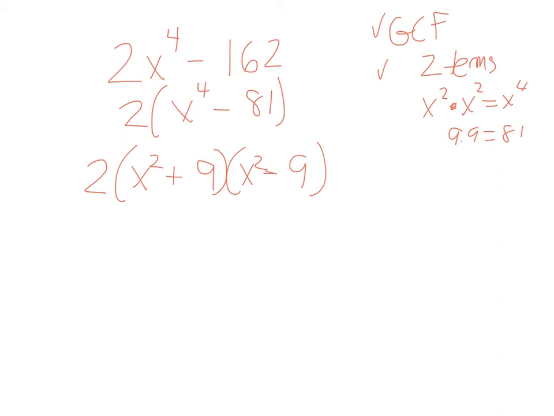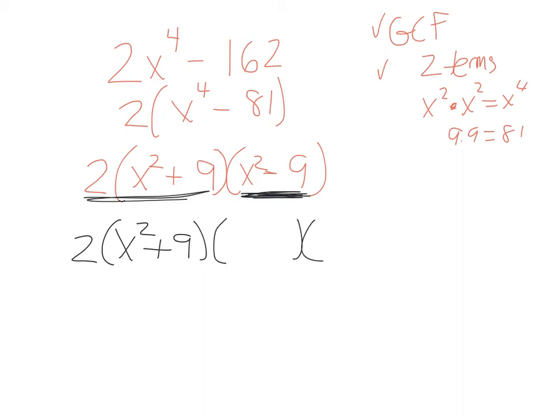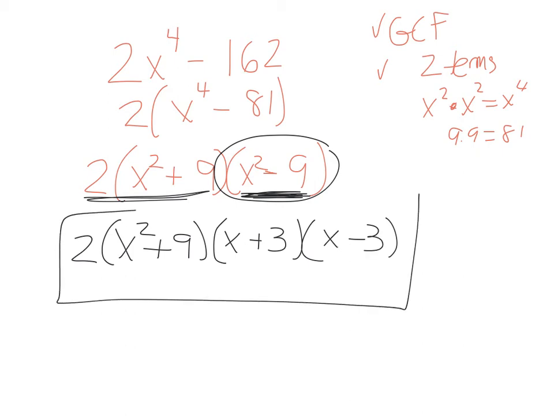But don't ever think you're done with the problem, because if I look in this parentheses, I see one more set of perfect squares with a minus in between. So I bring down the 2, I bring down the x squared plus 9. Don't lose these, they're part of your answer. And now I'm going to factor this part, x squared minus 9, which gives me x plus 3, x minus 3. And this is my whole answer to that one.